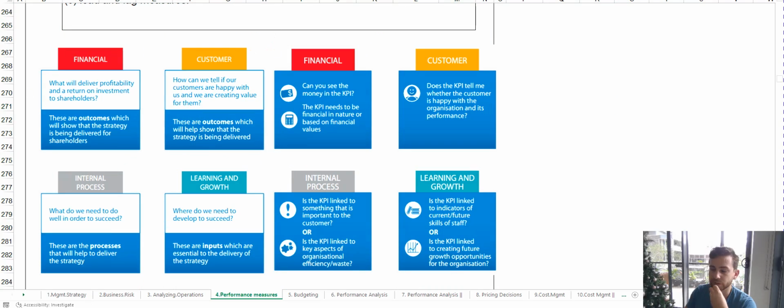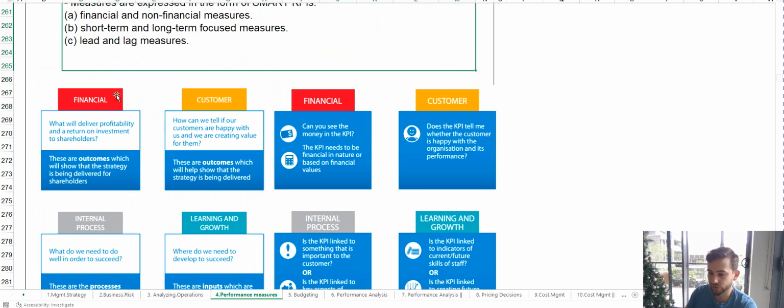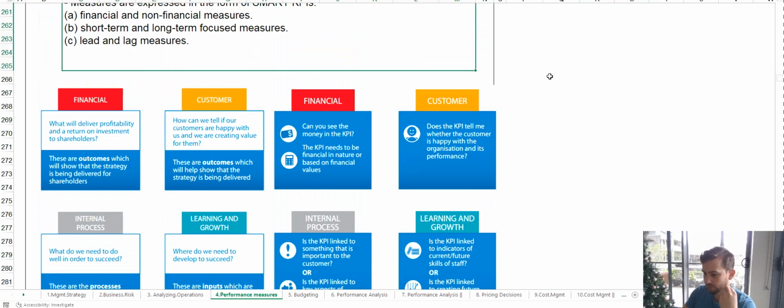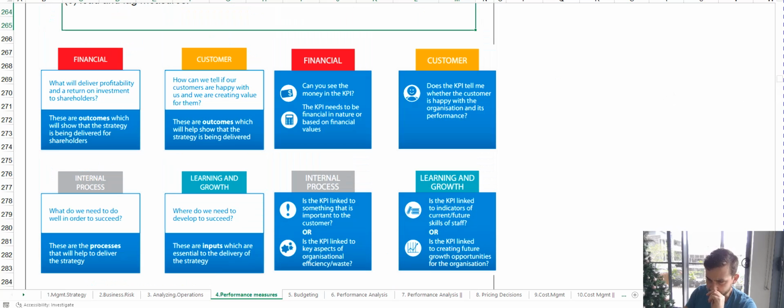So the 4 buckets that you, as a company, would use to measure your organizational performance are these: financial, customer, internal process, and learning and growth. Now, this is a methodology that was created by Kaplan, who's another similar guy to Porter, and he's released a lot of valuable literature on management accounting. They've deemed that these are the 4 lenses that you should view your business through that are the most important for the business to achieve its overall organizational strategy.